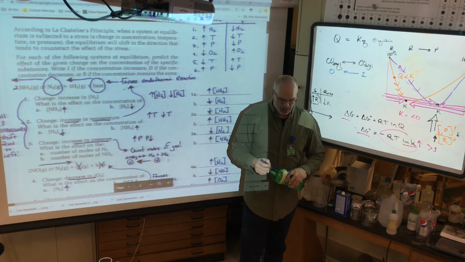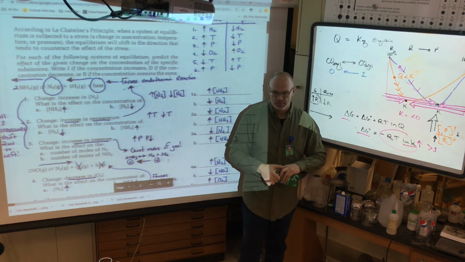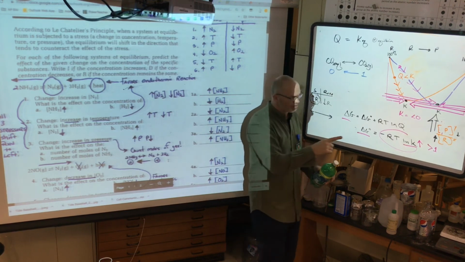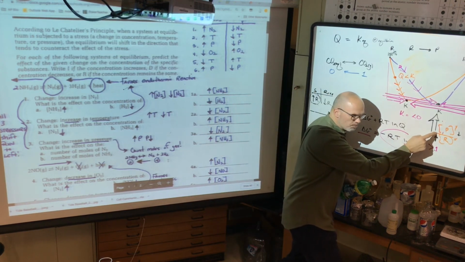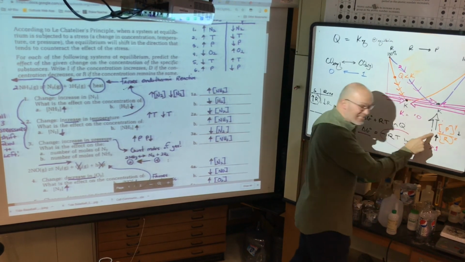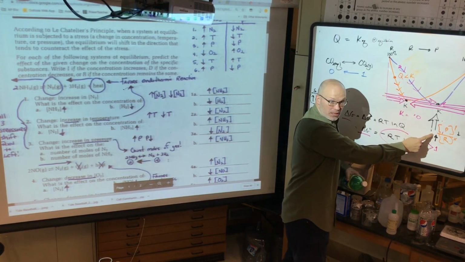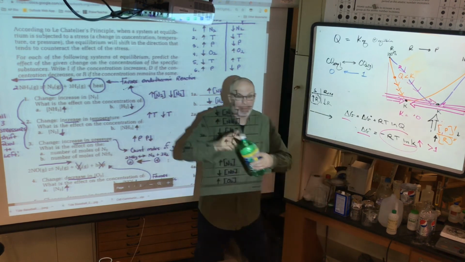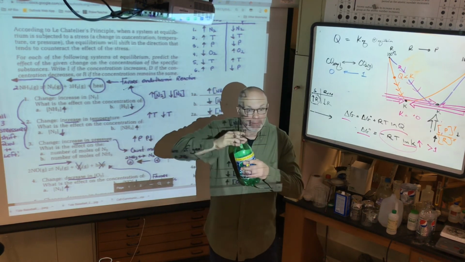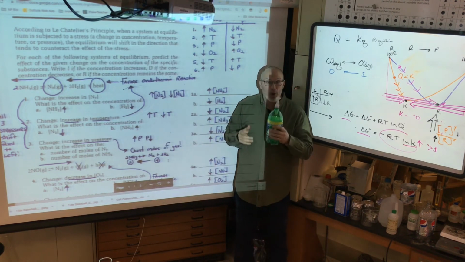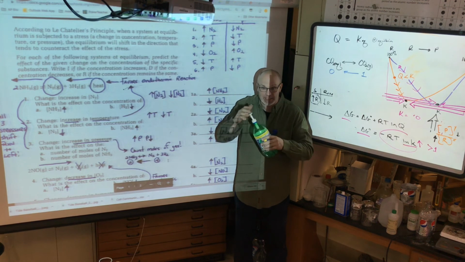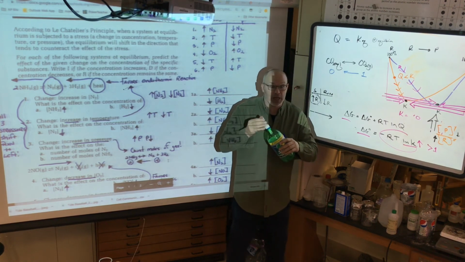But it does not work that way. What do these shifts really mean? It means the Q. Party people, if I put more what? What's going into this bottle? If I put in nitrogen, 80% of the air, nitrogen, 20% is oxygen. So I'm putting in nitrogen and oxygen.